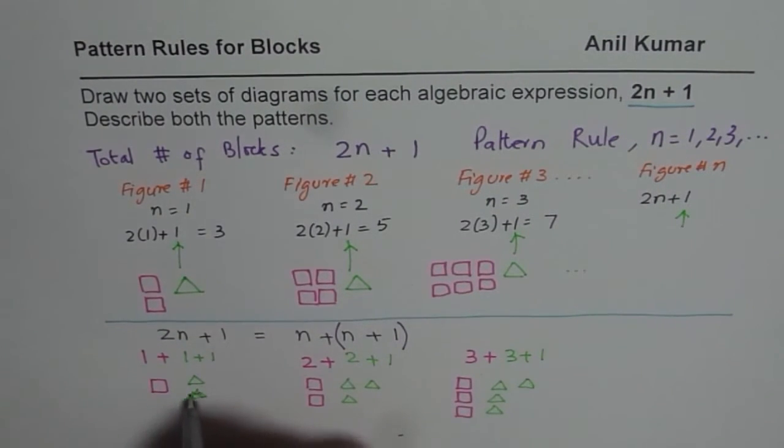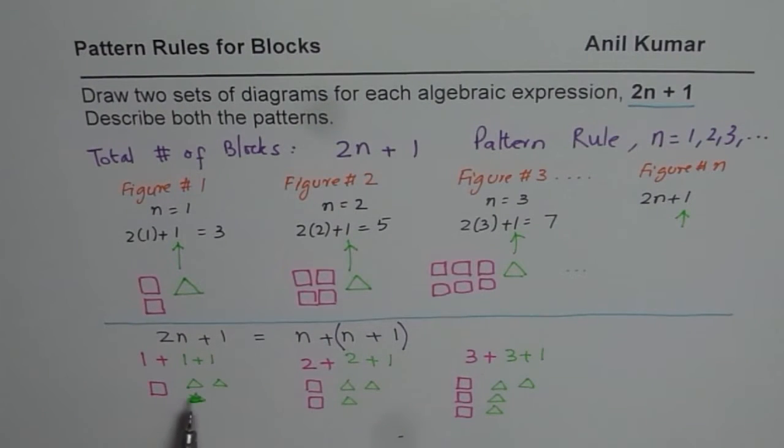I should have preferred to put this one in this direction. Now I think it makes more sense. Do you get the idea? So I have n plus n plus 1, right? It looks like a growing pattern for the square blocks. They are increasing by 1, and the second layer of green triangles also increase by 1, and the third layer remains constant. Do you get the idea? So likewise, you can continue this pattern.